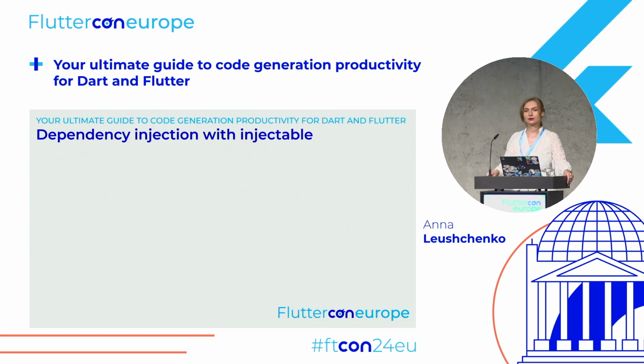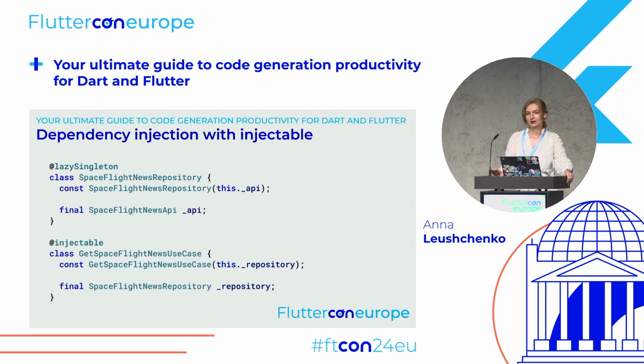Injectable is quite useful for projects that use GetIt as a service locator for dependency injection. So instead of teaching GetIt how to create all of the dependencies manually, you can instead annotate them with special annotations, lazy singleton, and injectable, and then after code generation is executed, you will have this method generated, and GetIt will know how to create all of your dependencies.